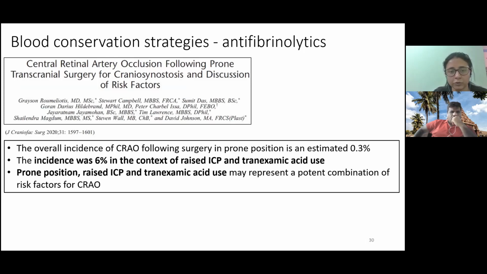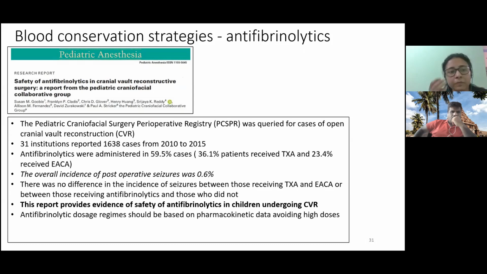So prone position, raised ICP and tranexamic acid use was found to be a potent combination of risk factors for central retinal artery occlusion. However, having said that, the Pediatric Craniofacial Surgery Perioperative Collaborative Group published a report on the safety of antifibrinolytics in cranial vault reconstructive surgery. This was published in Pediatric Anesthesia. Data from 31 institutions was reported between 2010 to 2015. Antifibrinolytics were administered in 59.5% of these cases. 36.1% of the patients received tranexamic acid and 23.4% received epsilon aminocaproic acid. The overall incidence of postoperative seizures was 0.6%.